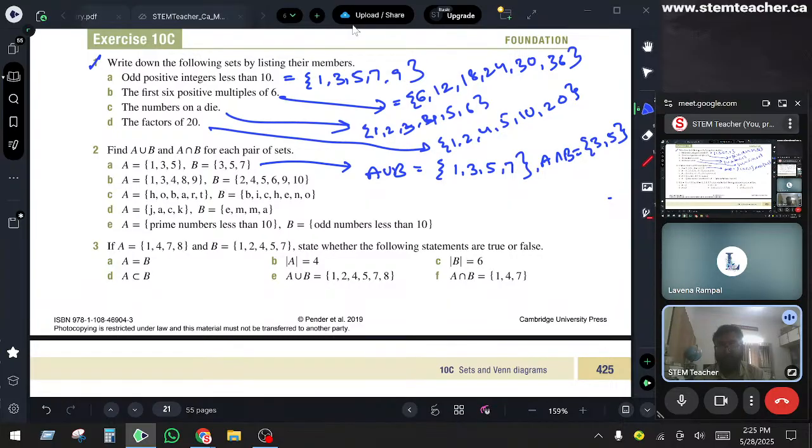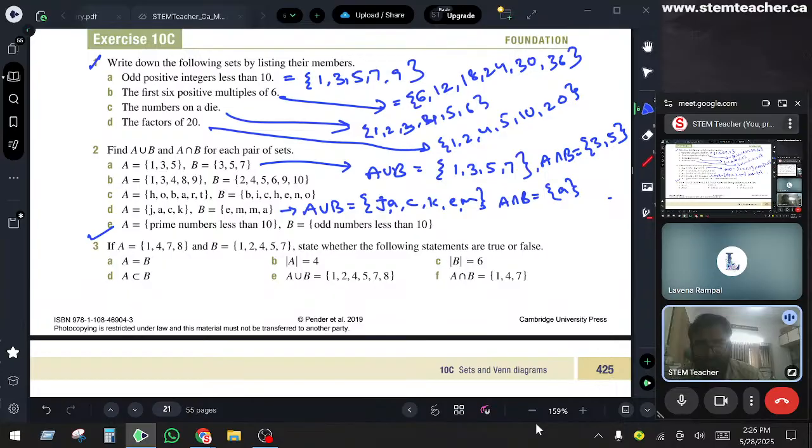And what is this? B. A union B. That's it. A intersection B. A intersection B. A single element. Okay. Prime numbers less than 10. You can do this. No problem.